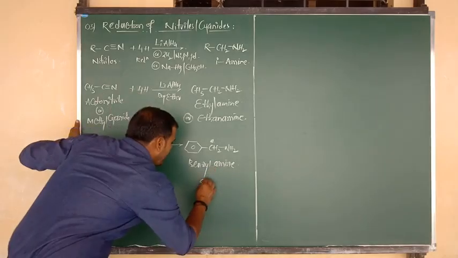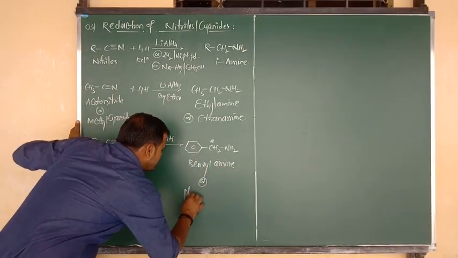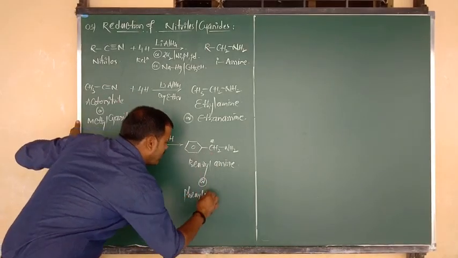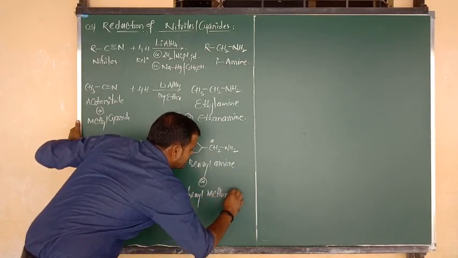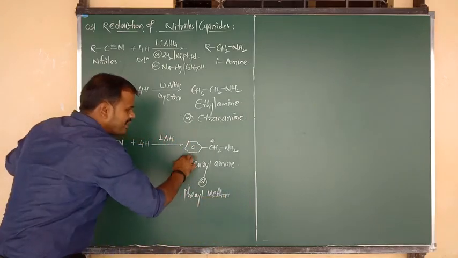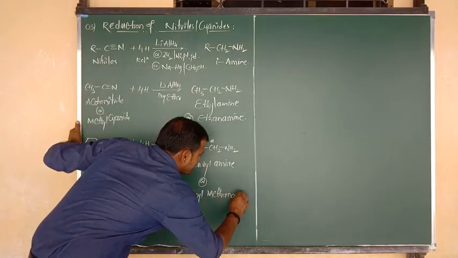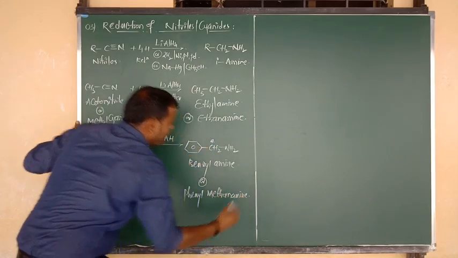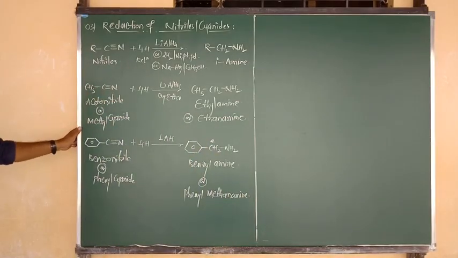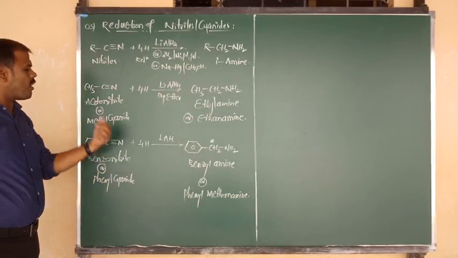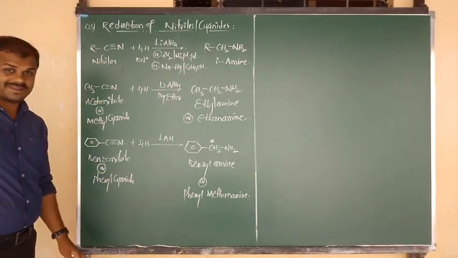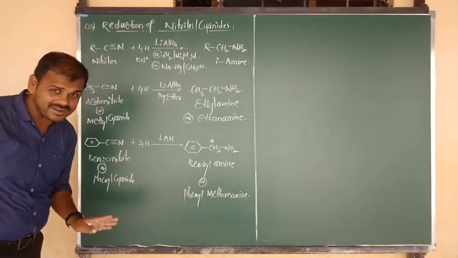So this is the common name, and here the group is phenyl. The remaining one carbon is there, meth, single bond is there, ane. The functional group is what? Amine. So phenylmethanamine. In that way we have to read the common and IUPAC names of the respective products which are obtained from nitriles. Okay, now I hope you understand.